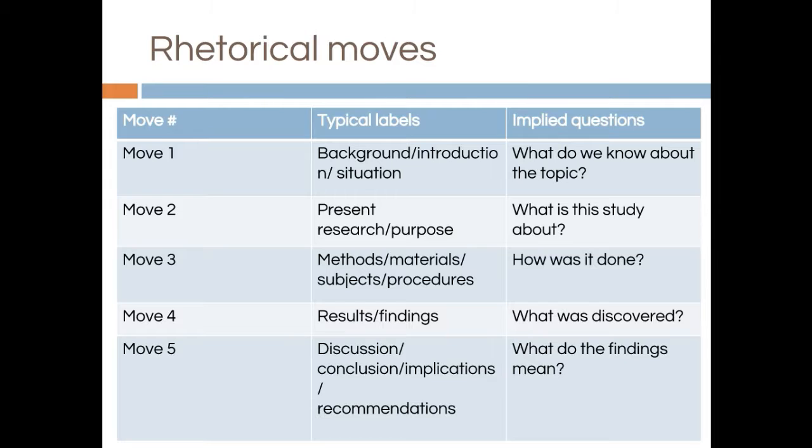Then move 4 presents the results and findings. What was discovered in the abstract? This is arguably the most important part of the research paper. Readers want to know what happened as a result of the research. You should explain this part in detail.